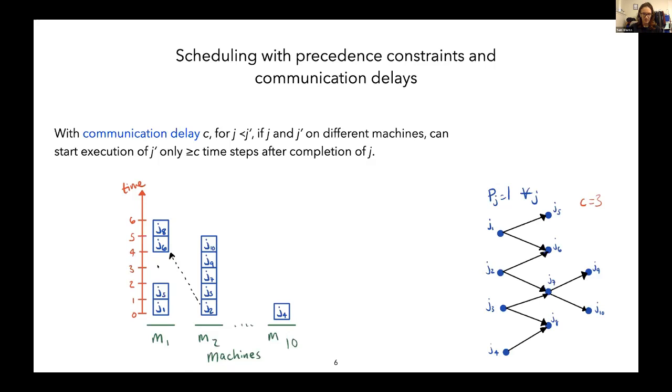If you notice here, there's this idle time on machine 1 between job 5 and job 6. The reason that we have to insert this here is because of the communication delay. If you look at J2 and J6 in the DAG, J2 is less than J6 in our partial order, but they're performed on different machines. So from our communication delay constraints, after J2 is finished, we have to wait 3 time steps before we can begin to process J6. On the other hand, J7 and J3 are successor and predecessor, but since they're performed on the same machine, no delay is incurred.